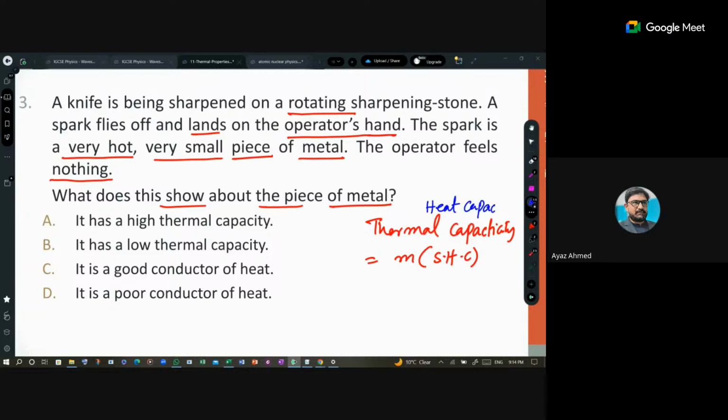Thermal capacity क्या होती है आपकी? Heat capacity. So in your syllabus it is named as thermal capacity. ठीक है? इसको हम लोग क्या कहते हैं? Thermal capacity. So thermal capacity is the amount of heat required to raise the temperature of any mass, or amount of heat which is required to change the temperature of any substance. ठीक है?